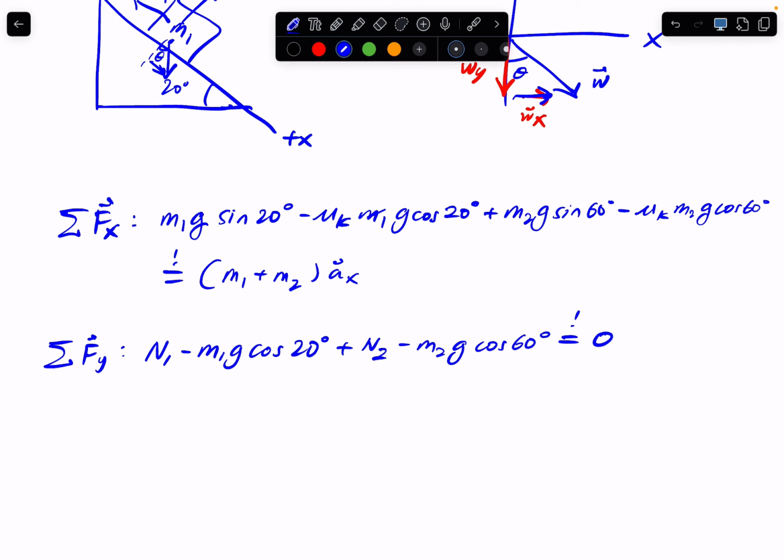Oh, sorry, jumped the gun here. This is M1, and this is N2.